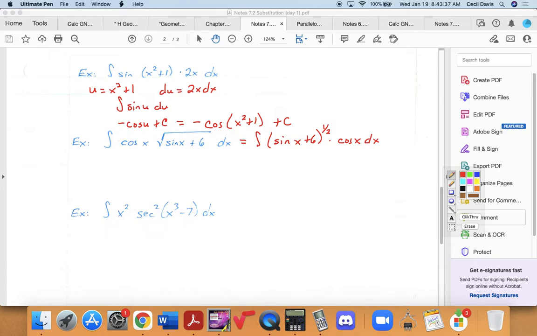So again, let's go ahead and do the u substitution. We'll let u be equal to the inside part of the composite function, sine of x plus 6, so that du is going to be what? Cosine of x dx. So now we have the integral of u to the 1/2 du. So that's 2/3 of u to the 3/2 plus c.